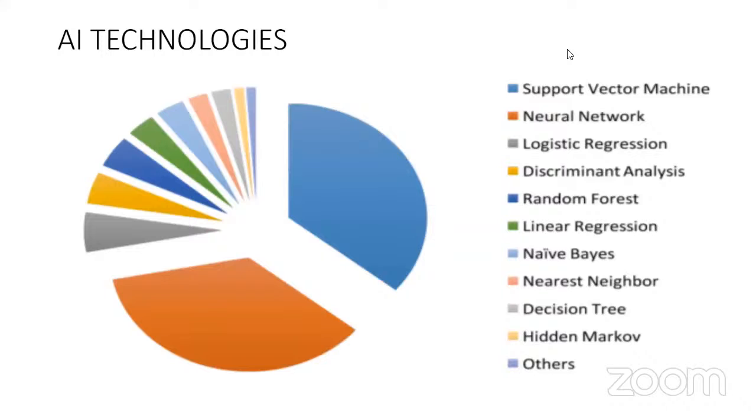AI technologies which are actually being used in the healthcare sector are typically the support vector machine for classification of the objects or the health records, and neural networks, logistic regression, discriminant analysis, random forest regression, linear regression, naive-Bayes analysis, nearest neighborhood analysis, decision trees, hidden Markov models, and others. So these are the popular AI technologies being used.